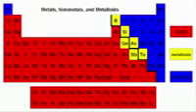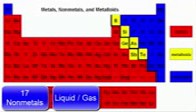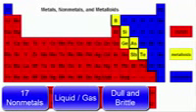You also have a category type of nonmetals. There's 17 nonmetals on the periodic table. This would include hydrogen. Remember, it's over on the metal side, but it is considered a nonmetal. And typically nonmetals are liquids or they're gases, and they're very dull and they're brittle as well.